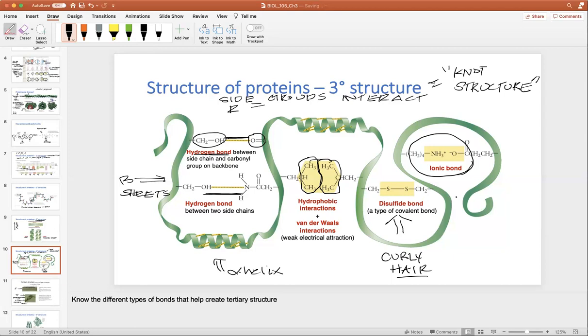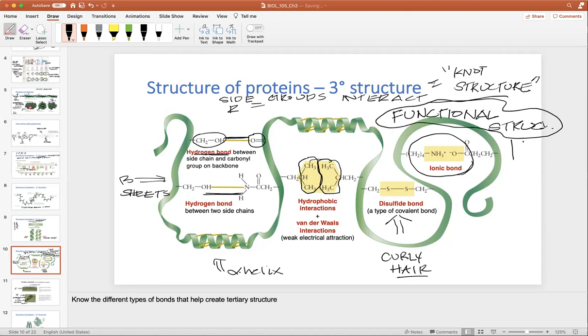Okay, so what's really important about this tertiary structure is that this is the function. Let me see, where can I write this so you can really see it? I'm going to write it real big right here. This is the functional structure. Now our protein has the shape that it needs to do its job. This is the final product. Now we have a true protein.